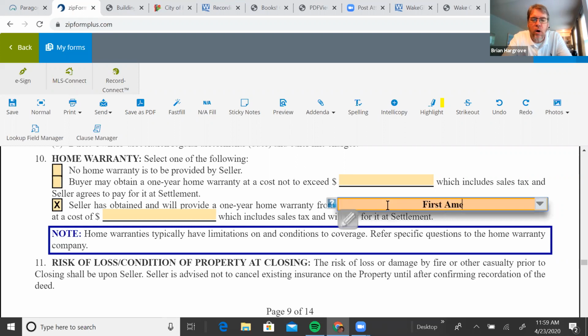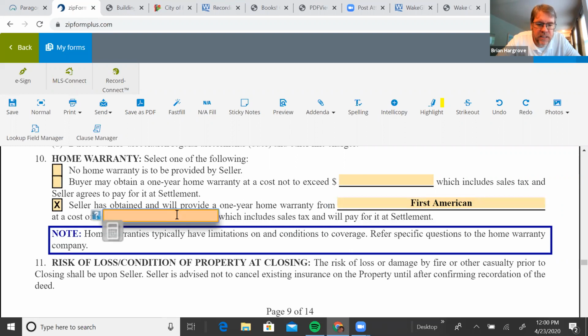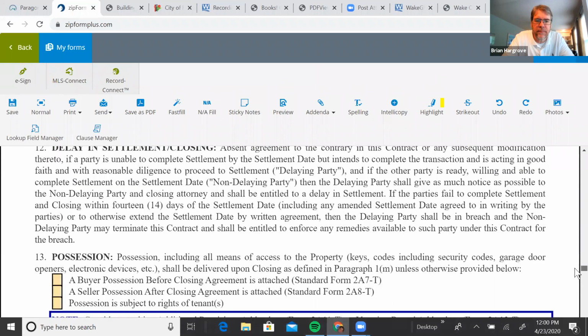And you can call the agent if they offered one on the MLS, but they didn't tell you who it's from. Say, hey, I'm filling out my offer to purchase. I just want to get this part in there. Who is it and how much did it cost? And the listing agent can tell you, right? From First American, it's $550. Great, we'll put that in there. Seller's already got it. We will gladly accept it, right? Any questions about that?